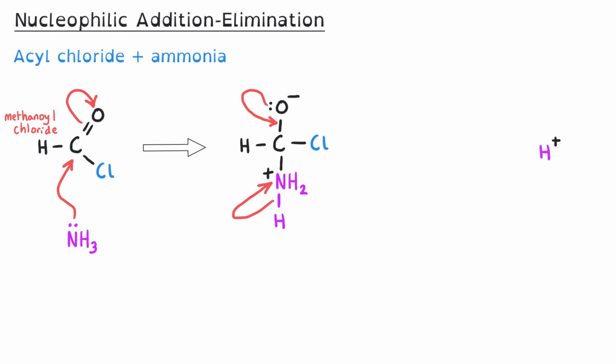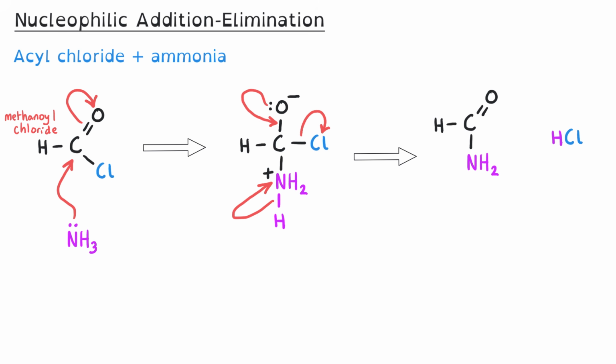In addition, we remake our carbonyl double bond because that lone pair goes back into the area between the carbon and the oxygen, and we get a new bond forming, and the chlorine takes the electrons from the bond that it shared with the carbon, and that leaves and it is eliminated along with the hydrogen. And so the HCl is eliminated from this molecule.